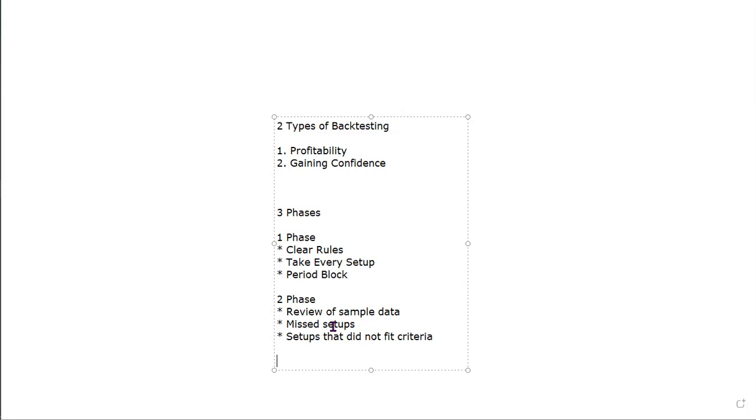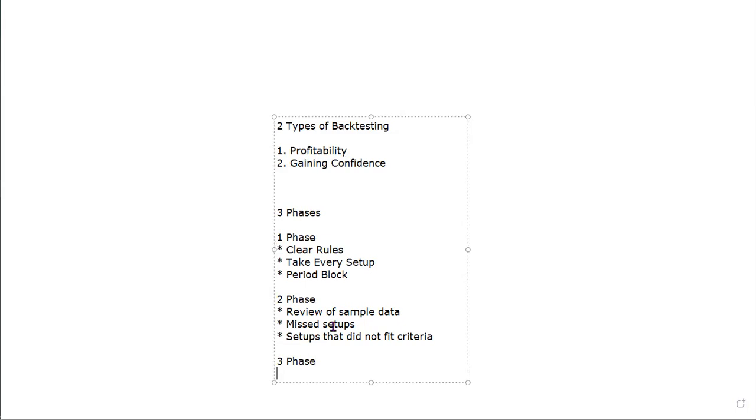screenshots of the setups and stuff like that, because this is now your backtesting, and it is going to determine whether or not you're going to use this concept and whether or not you're going to put your hard-earned money on the line behind this concept and try to speculate and invest with that, if you are choosing to do so. Now we're going to move over to the third phase, right?